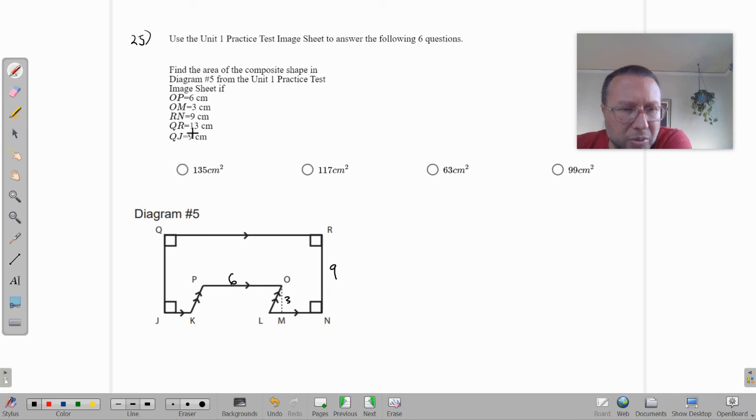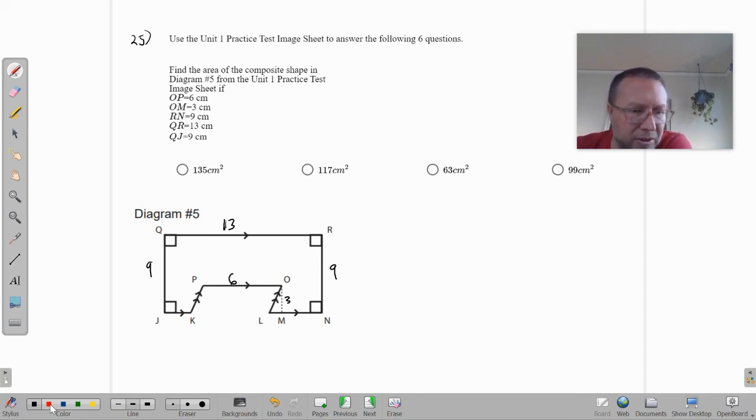And then QR would be 13. So QR is this distance here, so this would be 13. And then QJ, which would be 9. And so what this looks like is a rectangle, right?